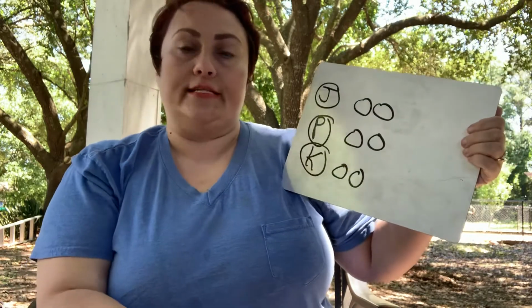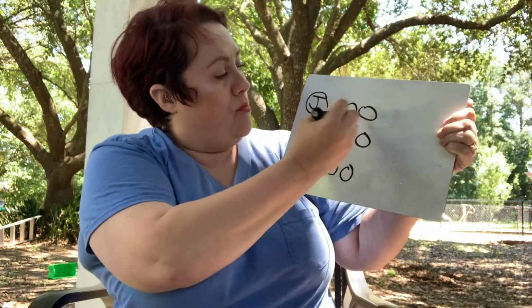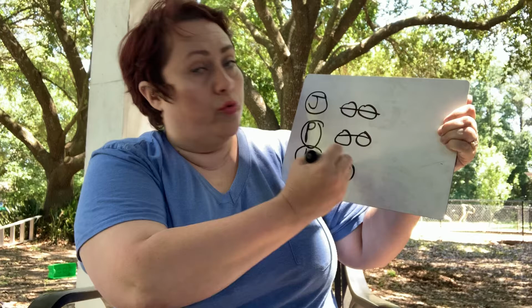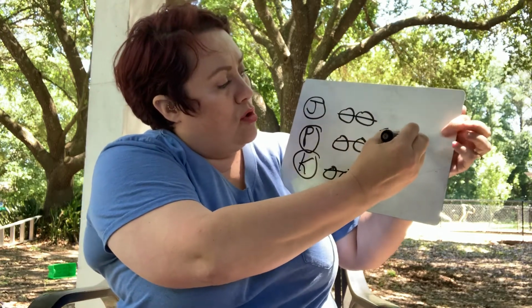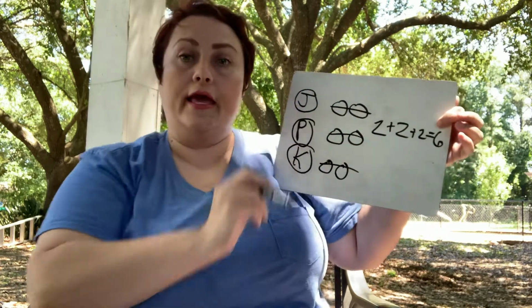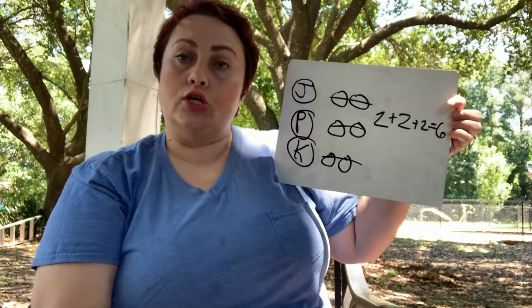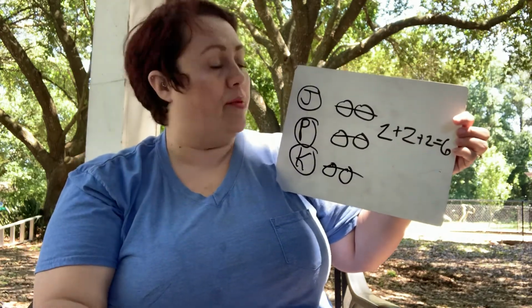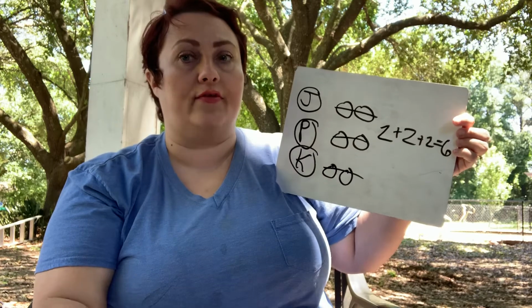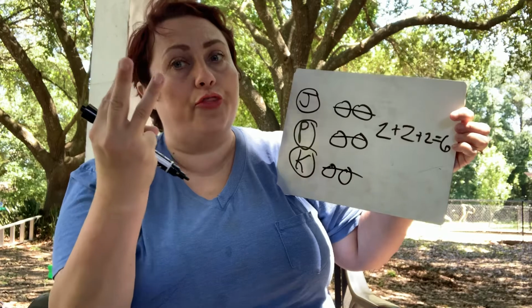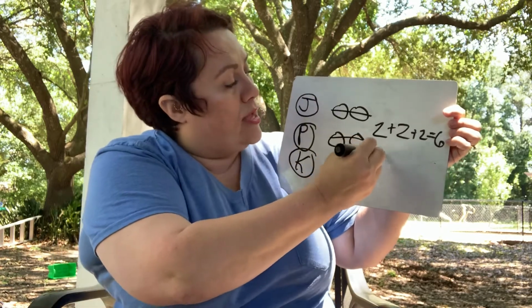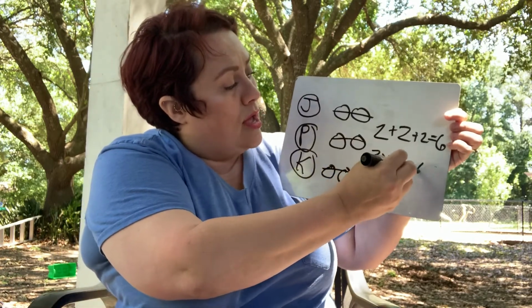So what addition sentence would we use? Well, if we're doing rows, we would have 2 plus 2 plus 2 equals 6. So our multiplication, remember, multiplication is how many times you're adding the number. So we did 2 how many times? 3 times. So 3 times 2 equals 6.